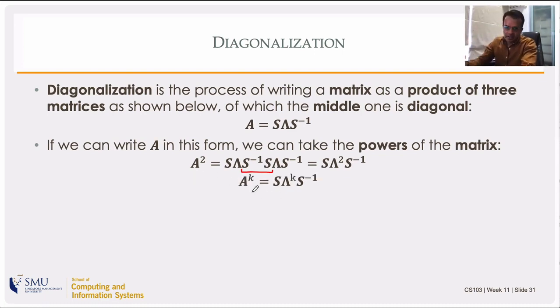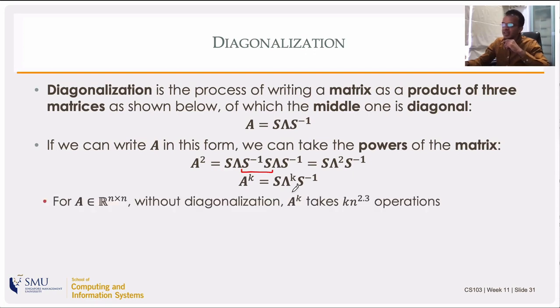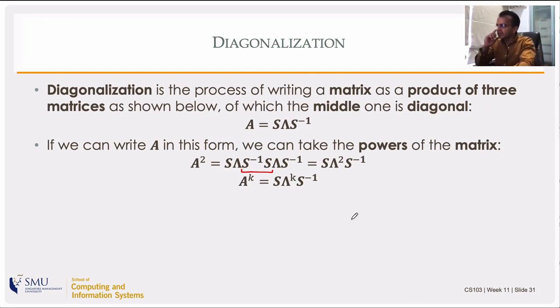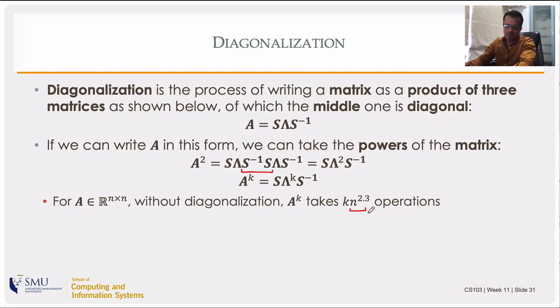So A to the power k will be just two matrix multiplications and an exponentiation of the diagonal elements of one matrix, which is a lot easier to do than multiplying A k times. Without diagonalization, if A is an n by n matrix, the best algorithm we have to do the multiplication has complexity of the order n to the power 2.3. And if I have to do it k times, then it's k times n to the power 2.3 operations. That is what you will need.